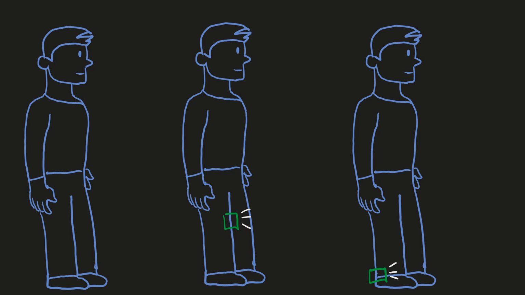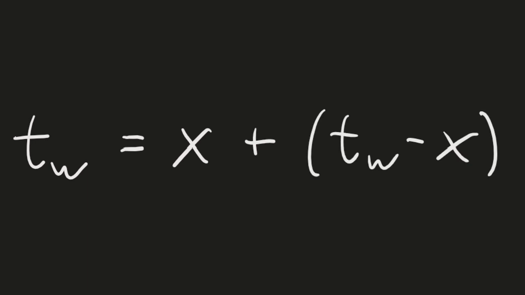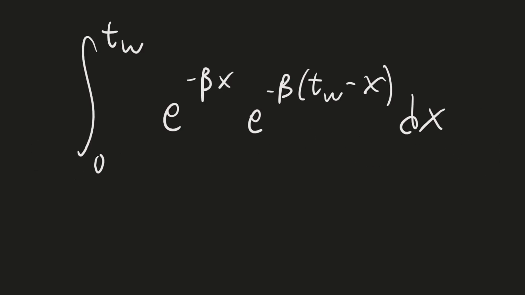Therefore, their step is really two consecutive steps. This means that their waiting time is actually the sum of two waiting times. The first we'll call x, which makes the second t sub w minus x. The total waiting time distribution is the sum of these two, and we get that by taking the convolution of two distributions. Evaluating this integral gives an exponential decay with an extra factor that gives that hump we were looking for.